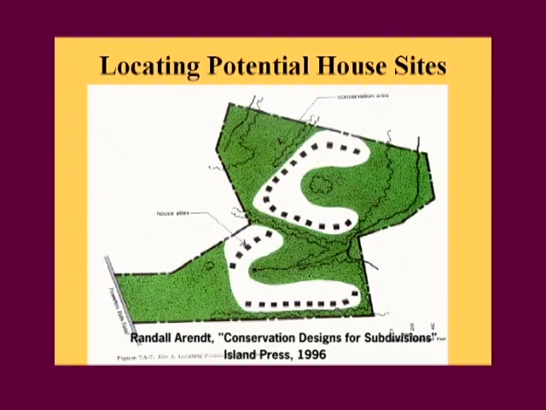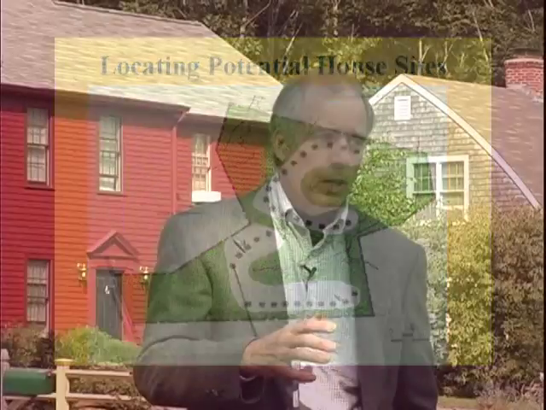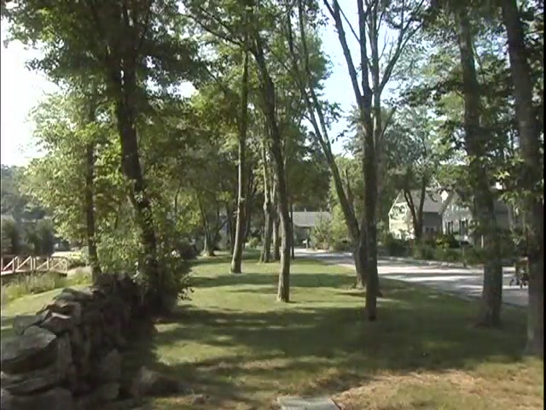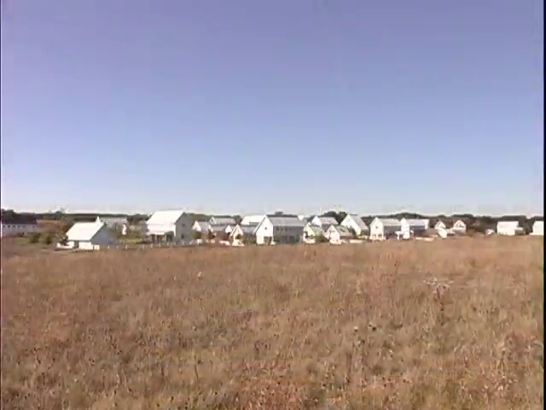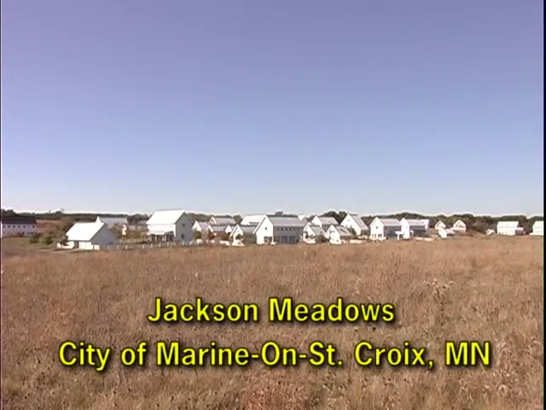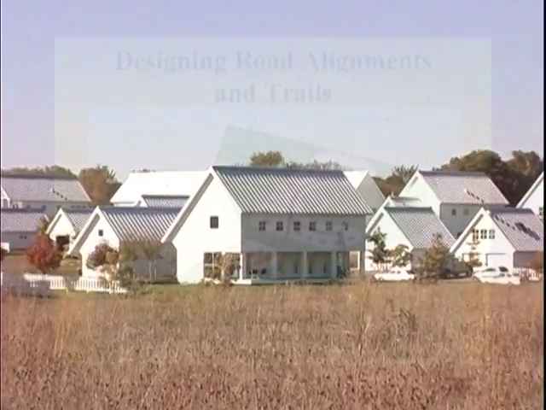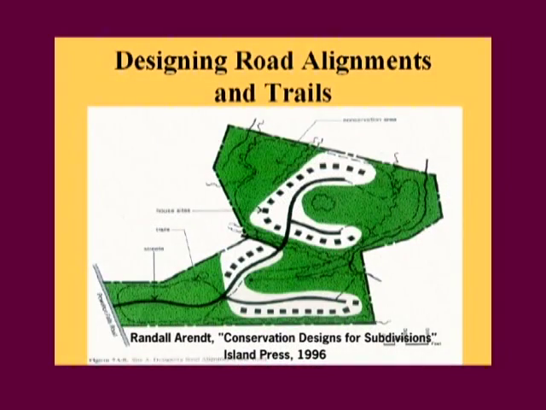After locating the significant and noteworthy features of the property, the second step in the conservation design process is to locate the houses around the edges of that open space so the houses get nice views, as these houses do, back to preserved woods or forward to this large central green. So the views from the houses are a very important component of the design process for conservation subdivision design. The third element in this four-step approach is to connect the houses with a street system and with a trail system.